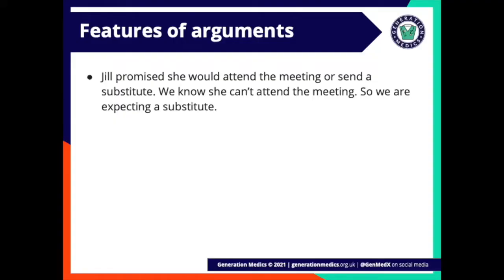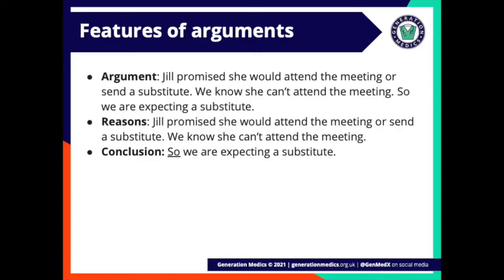Jill promised she would attend the meeting or send a substitute. We know she can't attend the meeting, so we are expecting a substitute. Here we can break it down into its components. The reasons: Jill promised she would attend the meeting or send a substitute. We know she can't attend the meeting. And the conclusion: so we are expecting a substitute.